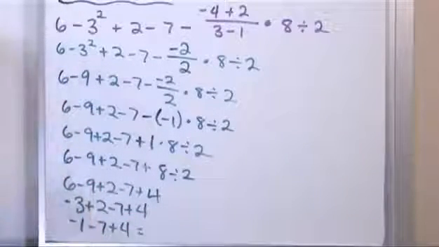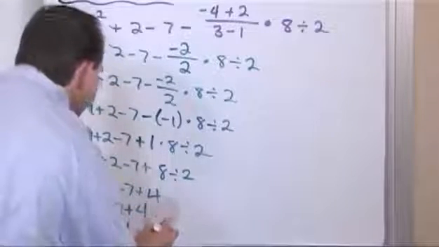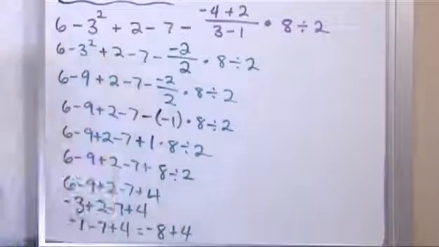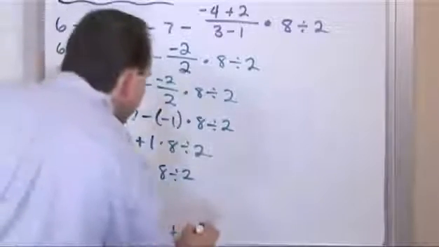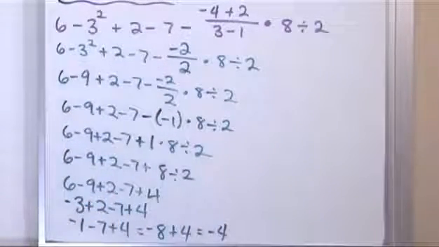Negative 1 minus 7, or plus negative 7, however you want to think about it, is negative 8. Again, you have to add the 4 at the end. And then negative 8 plus 4 is negative 4. Negative 4. That is probably the longest order of operations problem that you will see.